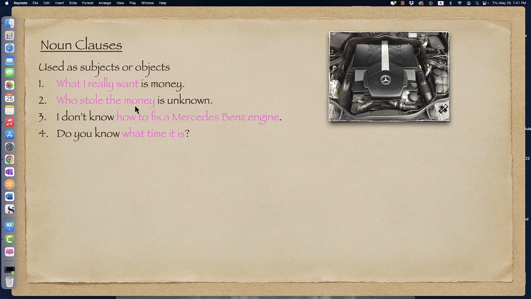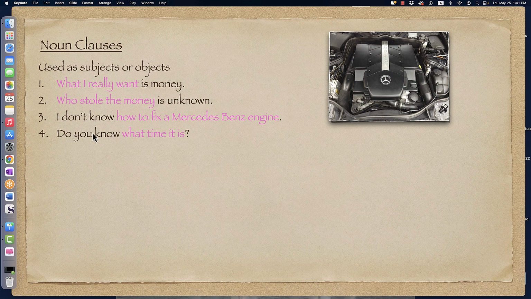"Who stole the money," of course, has a subject and verb. The main verb of the entire independent sentence or complex sentence is "is." So "who stole the money" is the subject of the sentence. Now, it can also be the object, though, here. "I don't know." Well, what is it you don't know? "I don't know how to fix a Mercedes-Benz engine." So "how to fix a Mercedes-Benz engine" is the clause that acts as the object.